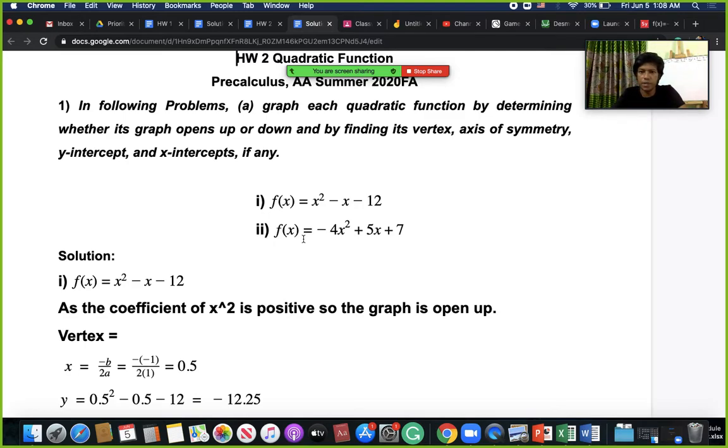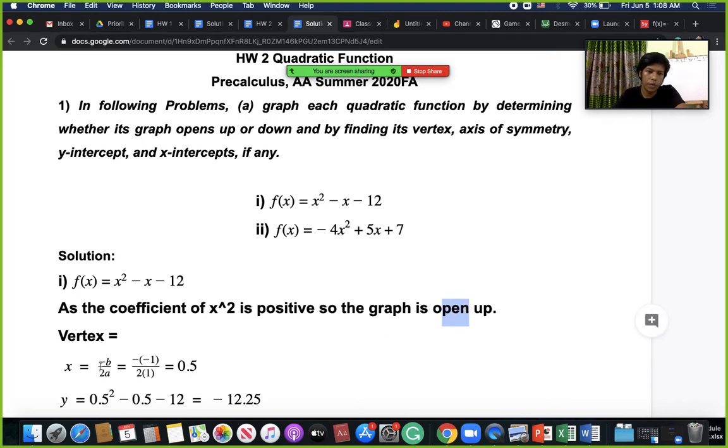So first thing is we need to find out whether the graph is open up or open down. You can see that for the first question, if you start solving this, this is an open up graph. Because of this positive sign, as the coefficient of x square is positive, the graph is open up. So that's why the graph is open up.